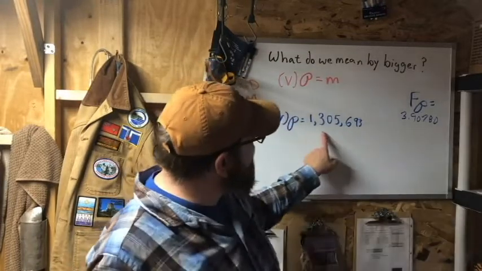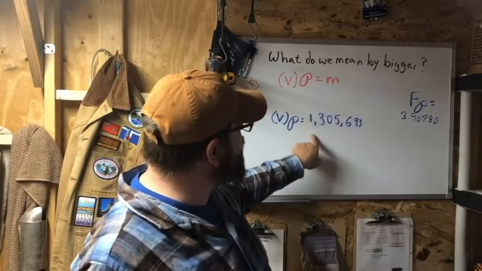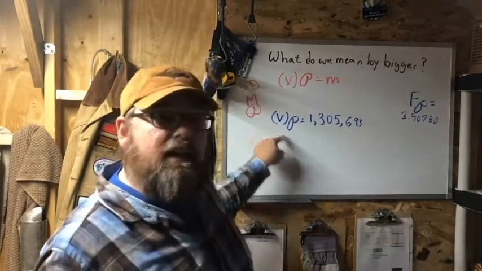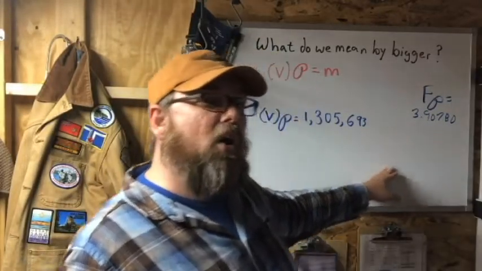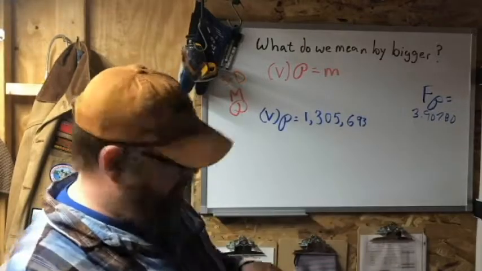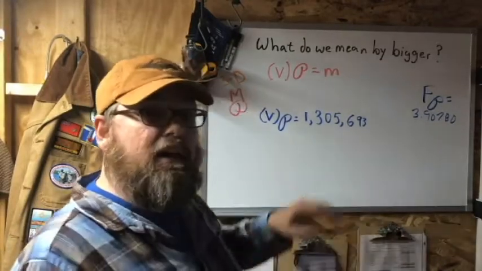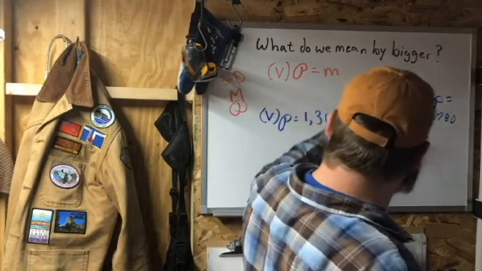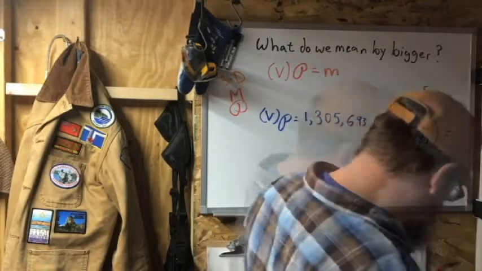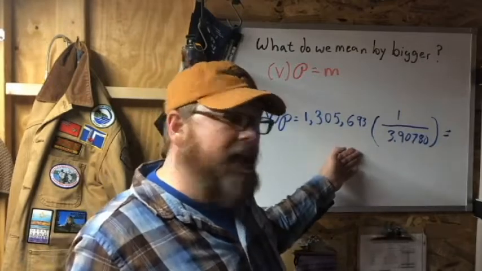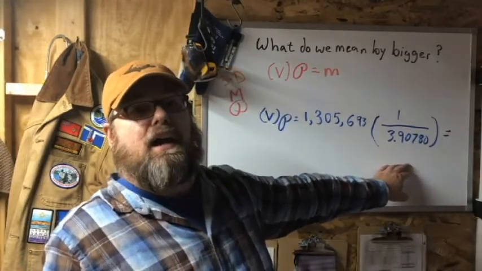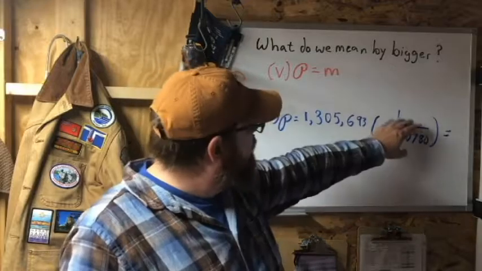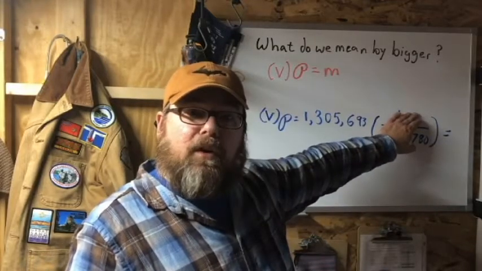Why? Because this is how many Earths, volumetrically, it would take to fit into the sun. I'm doing sun to Earth, so I need to convert something. I'm still going to multiply, but I can't just multiply straight away. I need to flip this. So I multiply by 1 divided by our density factor. This is in parentheses. I do this first.